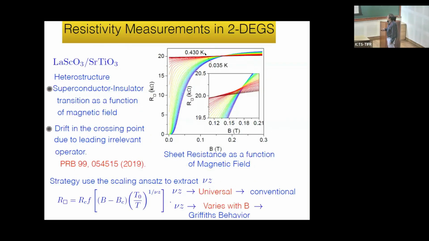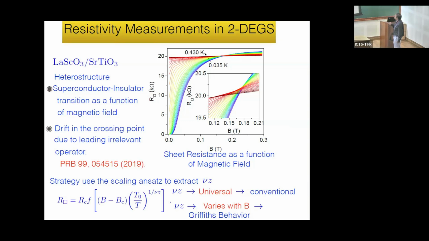So now let's look at this data that Avik's group actually produced. If you look at it, then essentially you see that there's a critical point at this BC, where the system goes from a superconductor to a normal state.